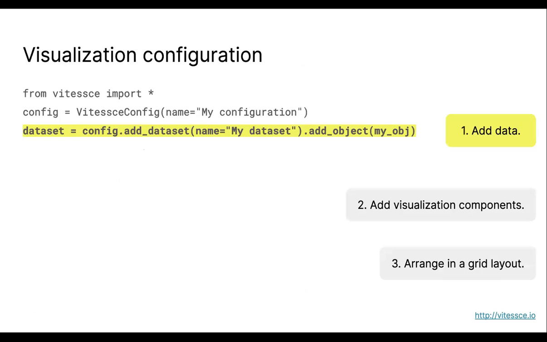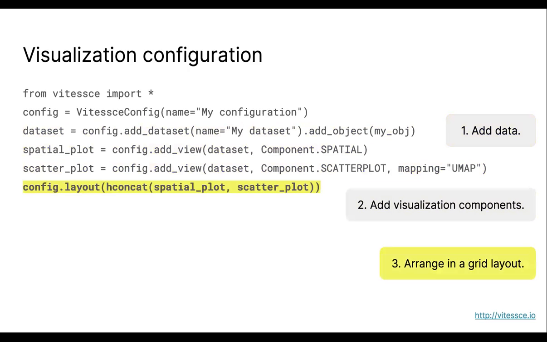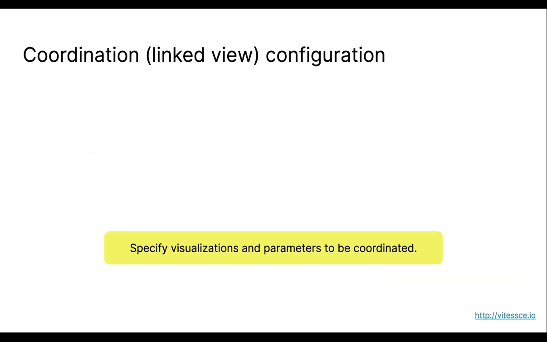To configure a Vitessce instance, first we need to import the package into our programming language environment. And next we add a dataset and we attach an object containing our single cell data. Second, we configure the visualizations that we are interested in using. In this example, we add a scatter plot and a spatial plot based on the dataset that we added in the first step. Finally, we arrange the plots that we defined in step 2 in a grid. In this case, we are using the hconcat horizontal concatenation function to arrange the plots in 2 columns.